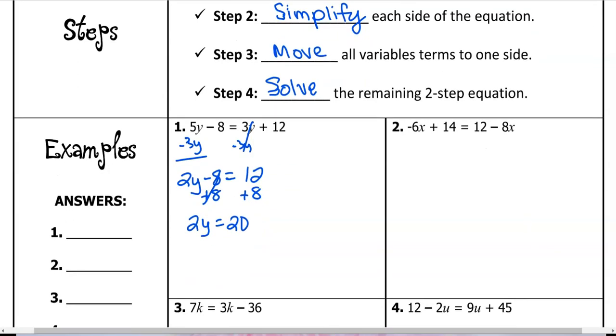And our final step. Divide by 2. Familiar? Yes. So I didn't give you something too crazy to come back to after a long break. Pretty simple, right? So we get y equals 10. We're going to put that over here on this side.